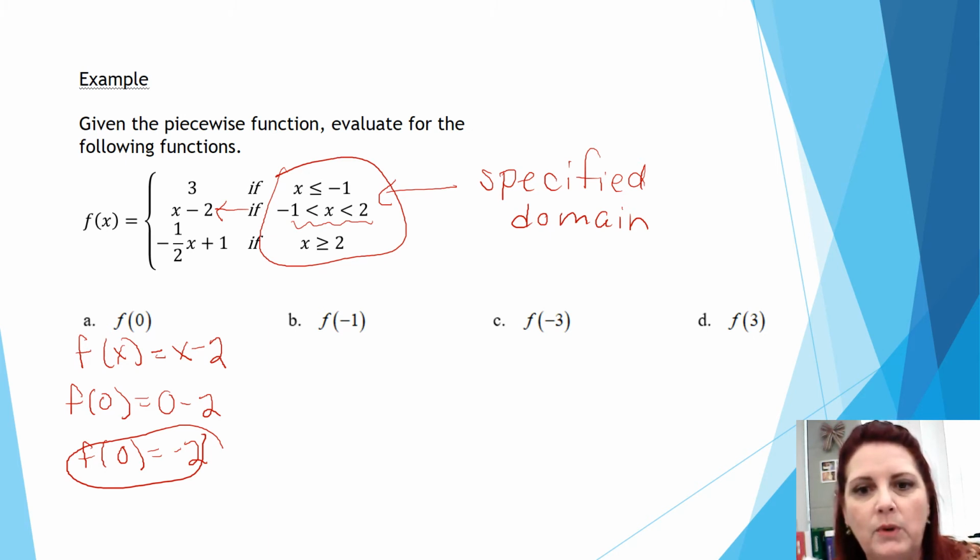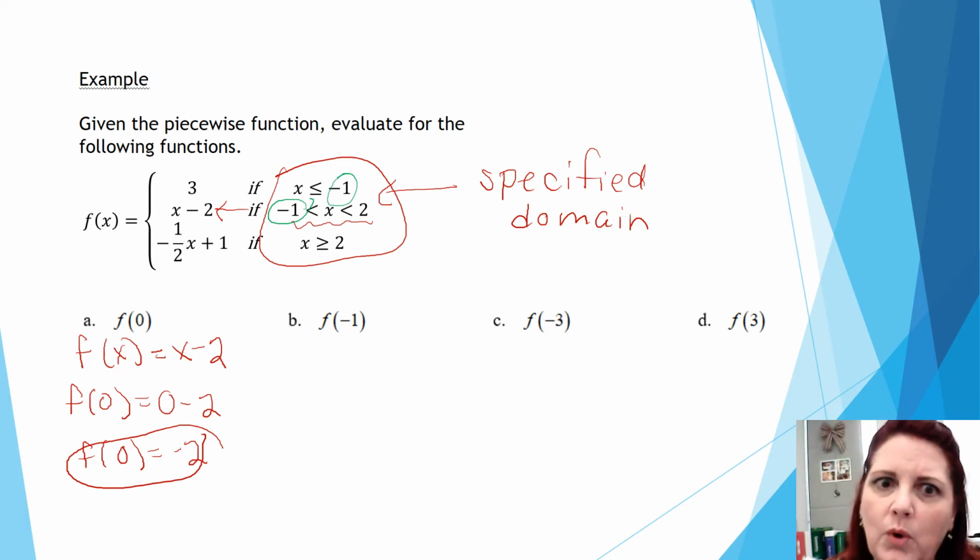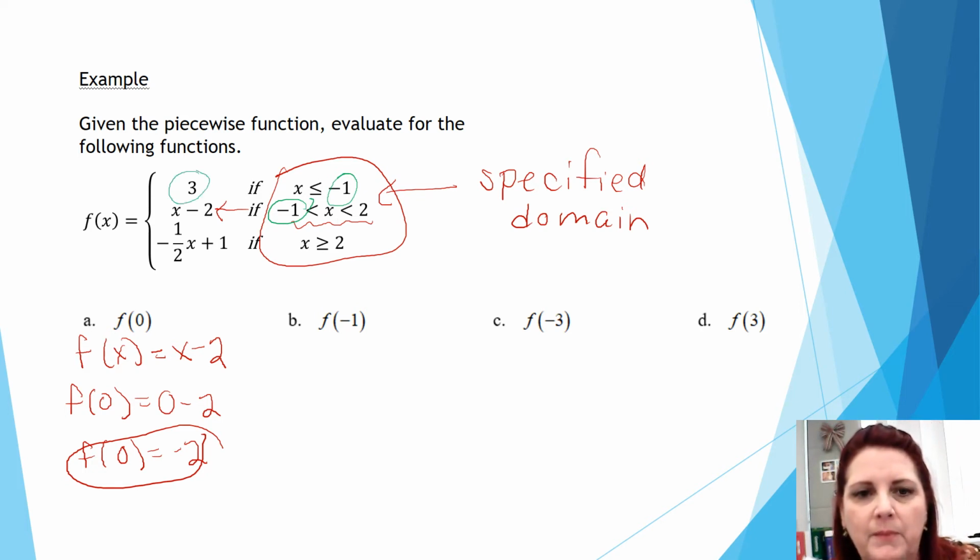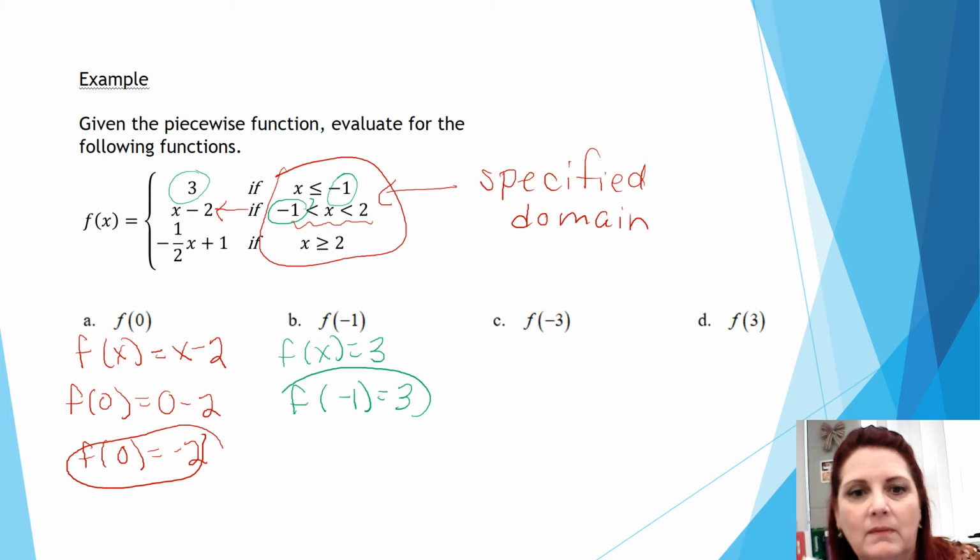So on this next one, we're looking for f of -1. Well, I see a -1 here, and I see a -1 here. Which one does it belong to? Well, that middle one is -1 is less than x. But on this top one, x is less than or equal to, and that's the important part, it's or equal to. So we're going to use this part. So f of x is equal to 3. So f of -1 is going to equal 3. And I'm done.